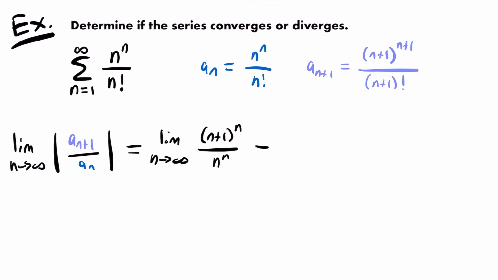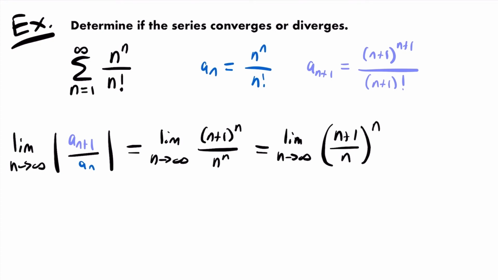We will have that this is equal to the limit as n approaches infinity of (n plus 1) divided by n, raised to the power of n. Since the numerator and denominator were both raised to that power of n, we can just have that whole fraction raised to that power.